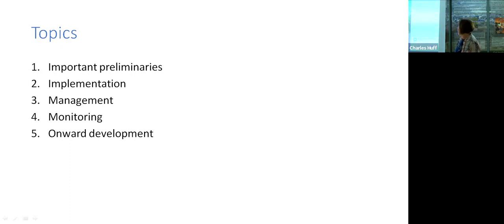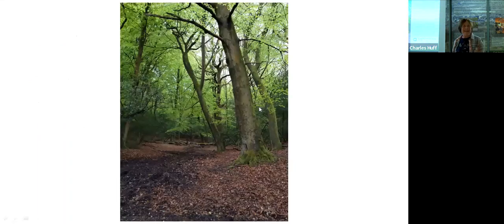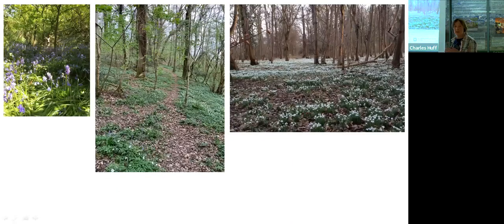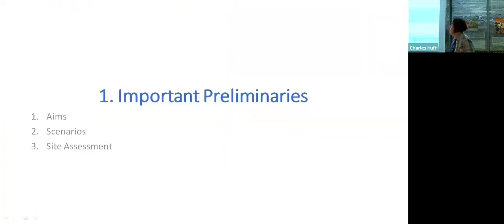So I mean, this is the sort of thing that we often see under beech and it's what woodlands could look like. I mean, these are not very good pictures, but bluebells, wood anemones and snowdrops and so on. This is what we actually like to see when we go into woodlands in the spring.